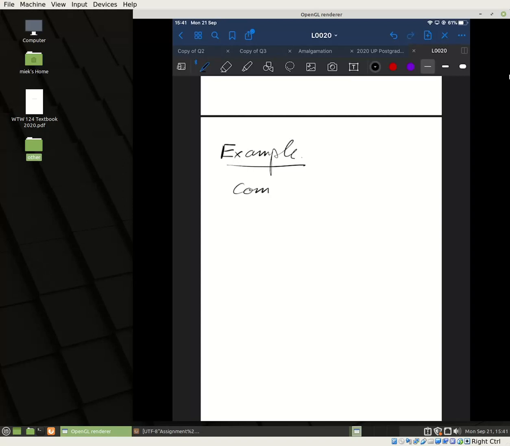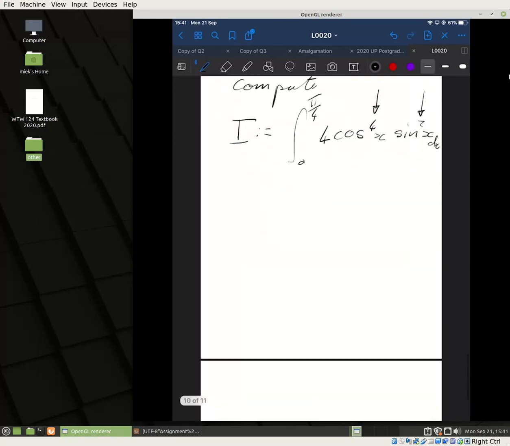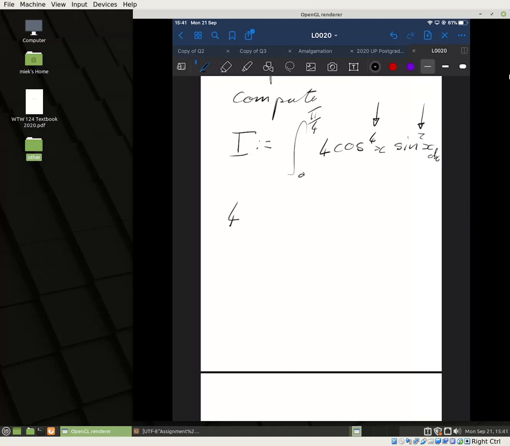We want to compute the following integral. So let's define it as the integral from 0 to pi over 4 of 4 cosine to the 4 x sine squared x dx. And we see here we have our cosine and sine both to even powers. Okay, so the first thing we will do is manipulate our integrand. So let's write it like so.